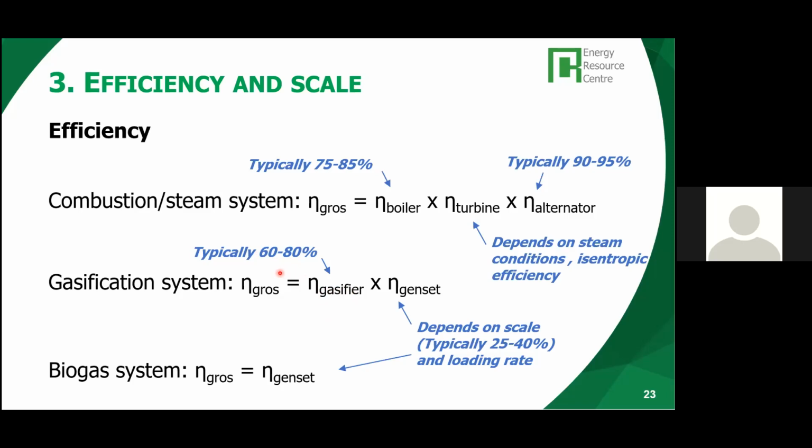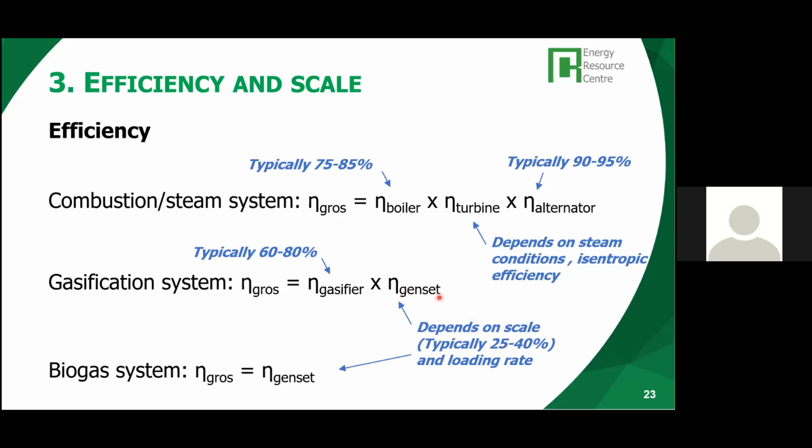For very small systems, you could have efficiencies below 60%. Gas generator efficiencies are usually in the range of 25 to 40%. Also, you can have a little bit higher, a few percentage points, or even a little bit lower.